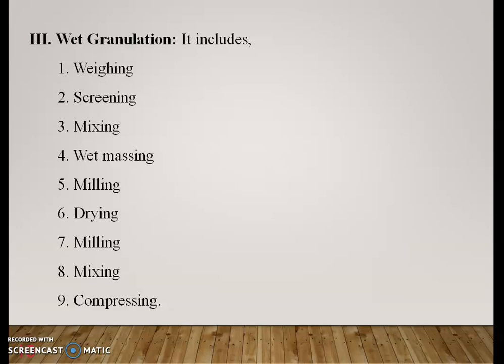In industrial scale, we are using torque measuring devices. As the step comes to the damp coherent mass, it shows you the reading, and we know that the damp coherent mass is formed. So these are the various methods, that is direct compression, dry granulation and wet granulation, by which tablets are generally manufactured.